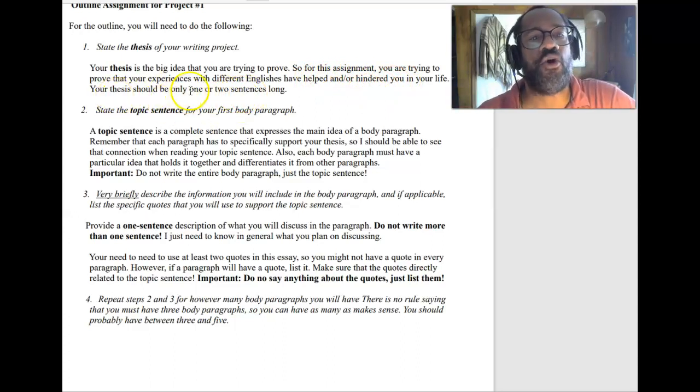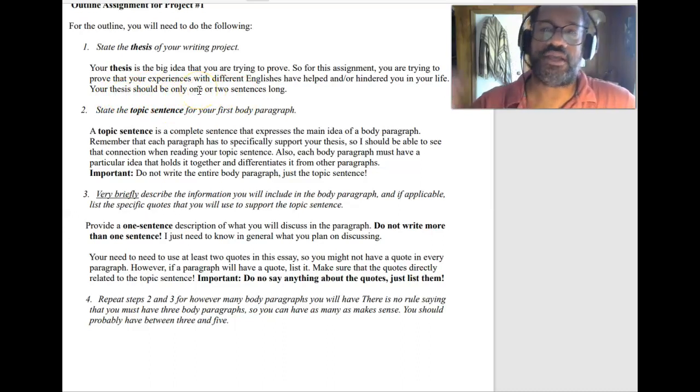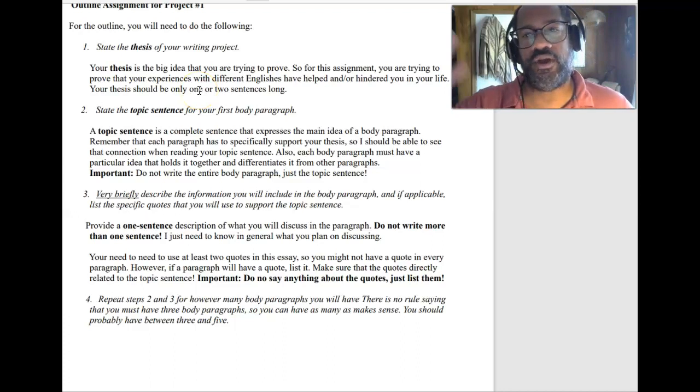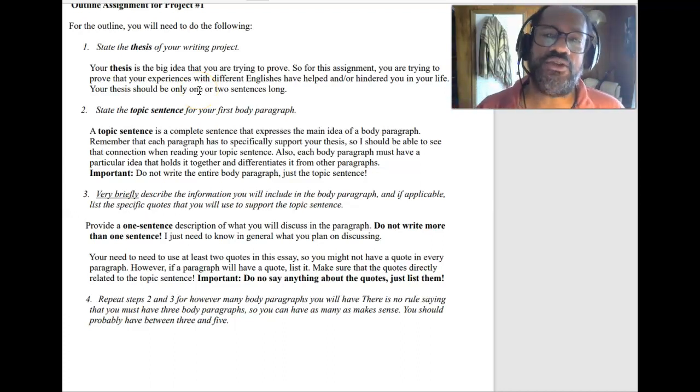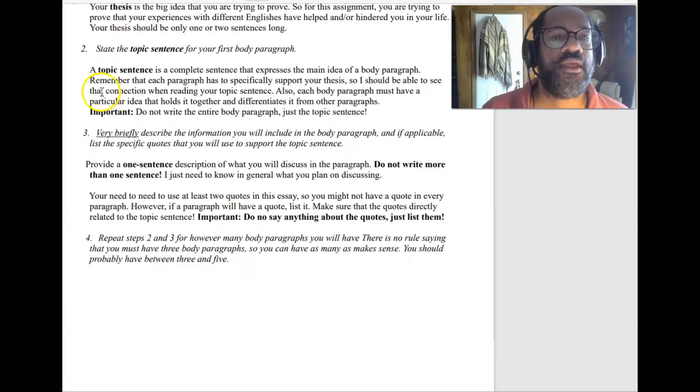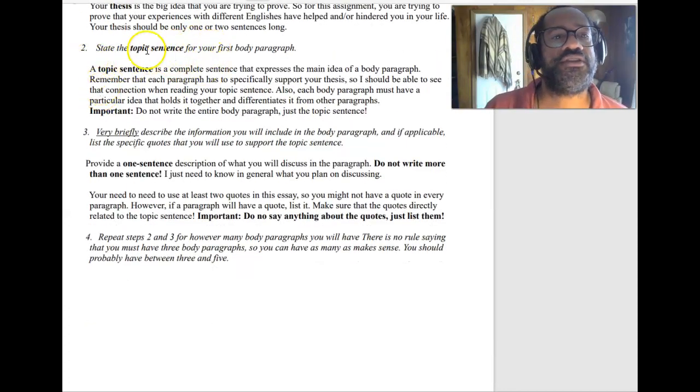This thesis should only be 1 or 2 sentences long. I probably should have put that in bold because I don't want a thesis. Sometimes students will say, this is my thesis, and they'll have an entire paragraph. But that's not as useful for you because you aren't as clear about what exactly you're writing about. So your thesis should really only be 1 or 2 sentences long. So the first thing you'll do, just state the thesis of your project. That's it. The second thing you're going to do is state the topic sentence for your first body paragraph.